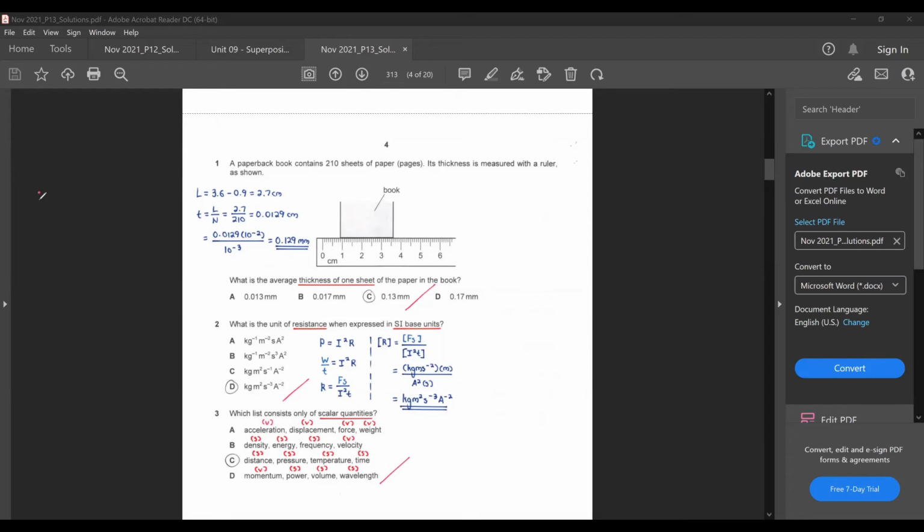Okay, we'll now do November 21, P13. This is the last paper variant that we have. So we try to cover as much as we can.